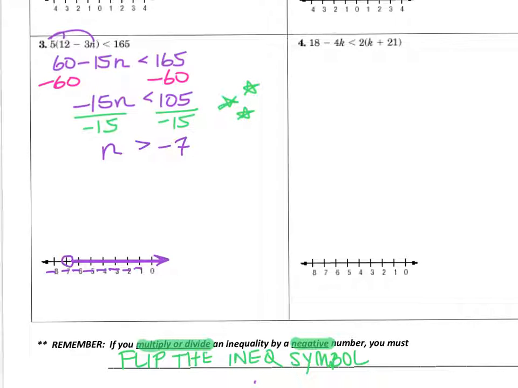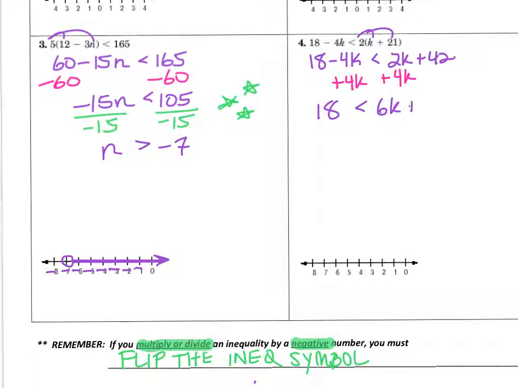All right, and then our last problem, 18 minus 4k is less than, distributing there, 2k plus 42. So I think I'll add 4k on both sides to get the coefficient positive. 18 is less than 6k plus 42. And then subtracting 42 on both sides makes that negative 24 is less than 6k. And then I'm dividing both sides by 6.